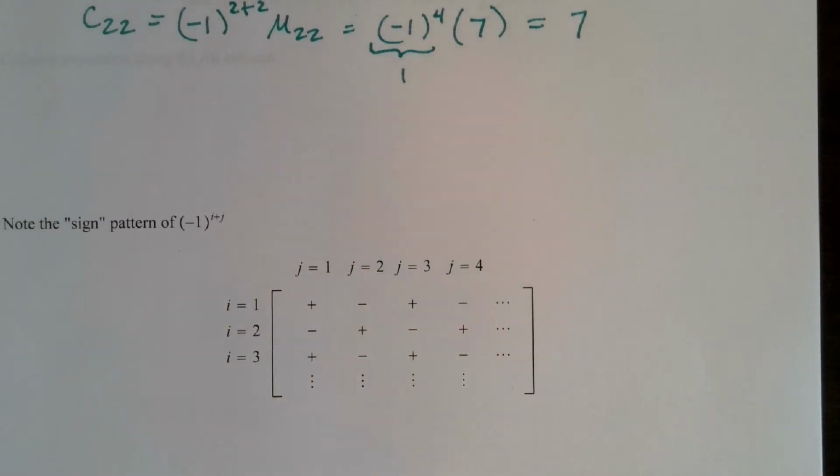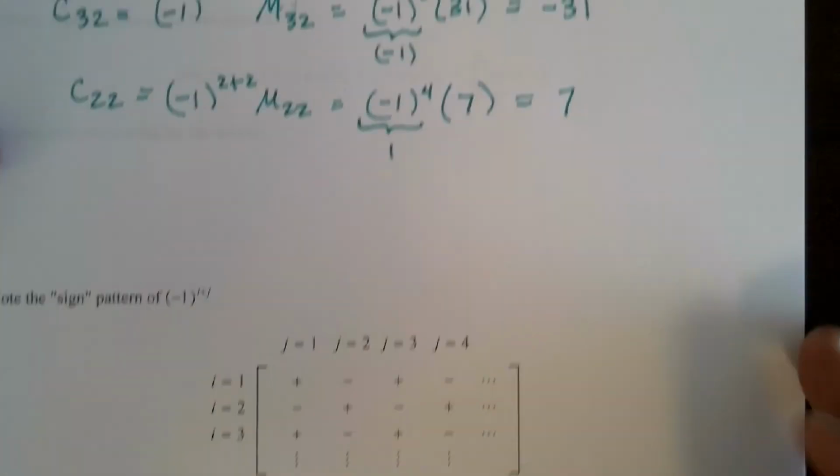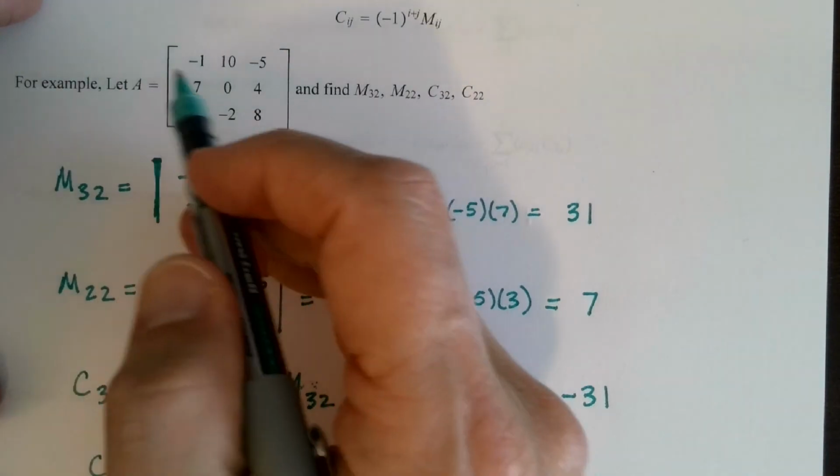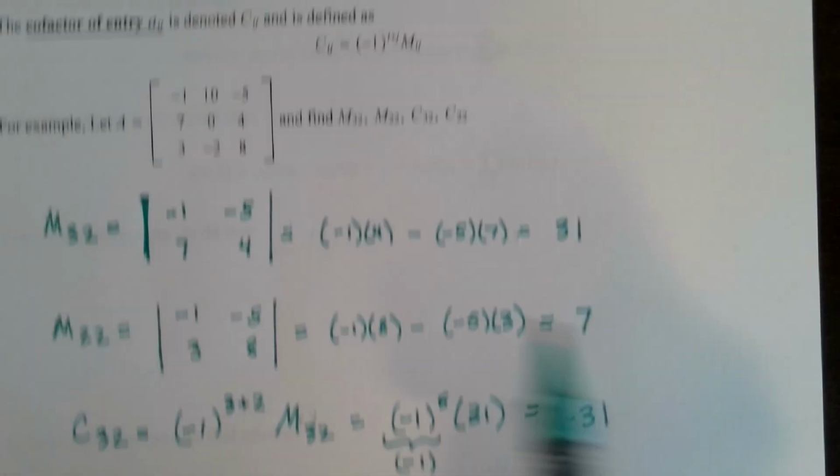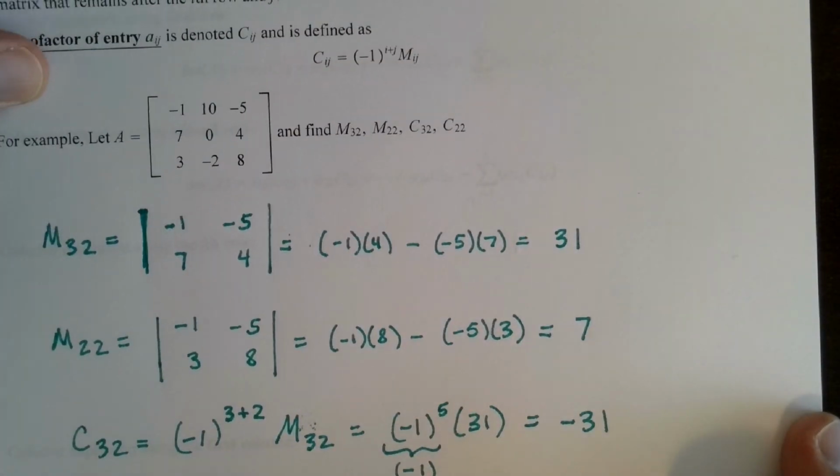Okay, so now that we know what a cofactor is, if I have a 3 by 3 matrix, there are a total of 9 cofactors. There's a cofactor for every entry. And remember, the entry itself doesn't come into play with the value of its cofactor.